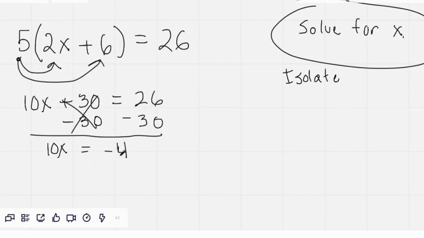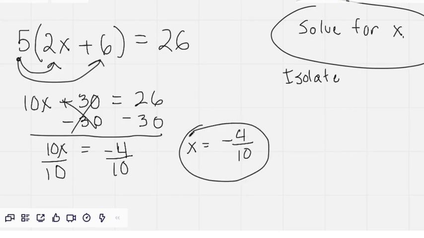And then to get the x by itself, x is being multiplied with 10. So what's the opposite of multiplying? That's dividing. So we divide by 10, divide by 10. So x equals negative 4 tenths. You could simplify it, but it's the same thing.